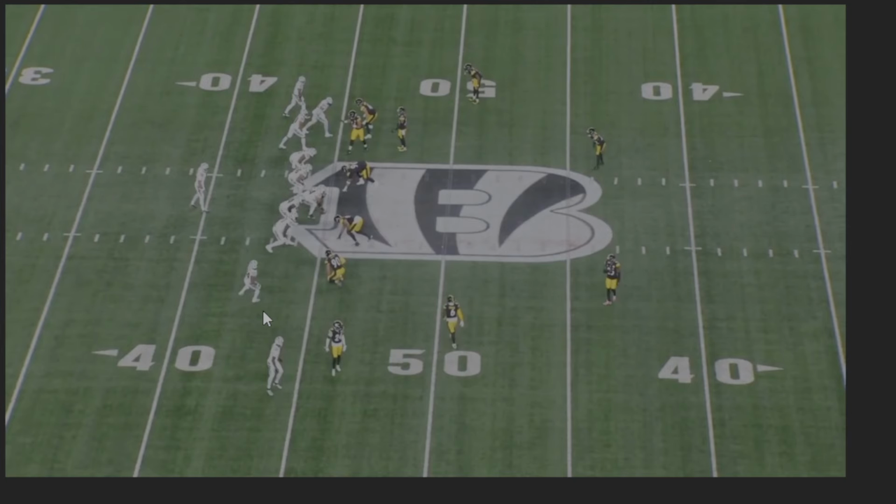At this point, again, as a fan or as an analyst, you don't know why Perine and I think that was Chase, you don't know why those two guys were swapped. It probably has something to do with what they saw in film the week before. We don't know. Don't guess.